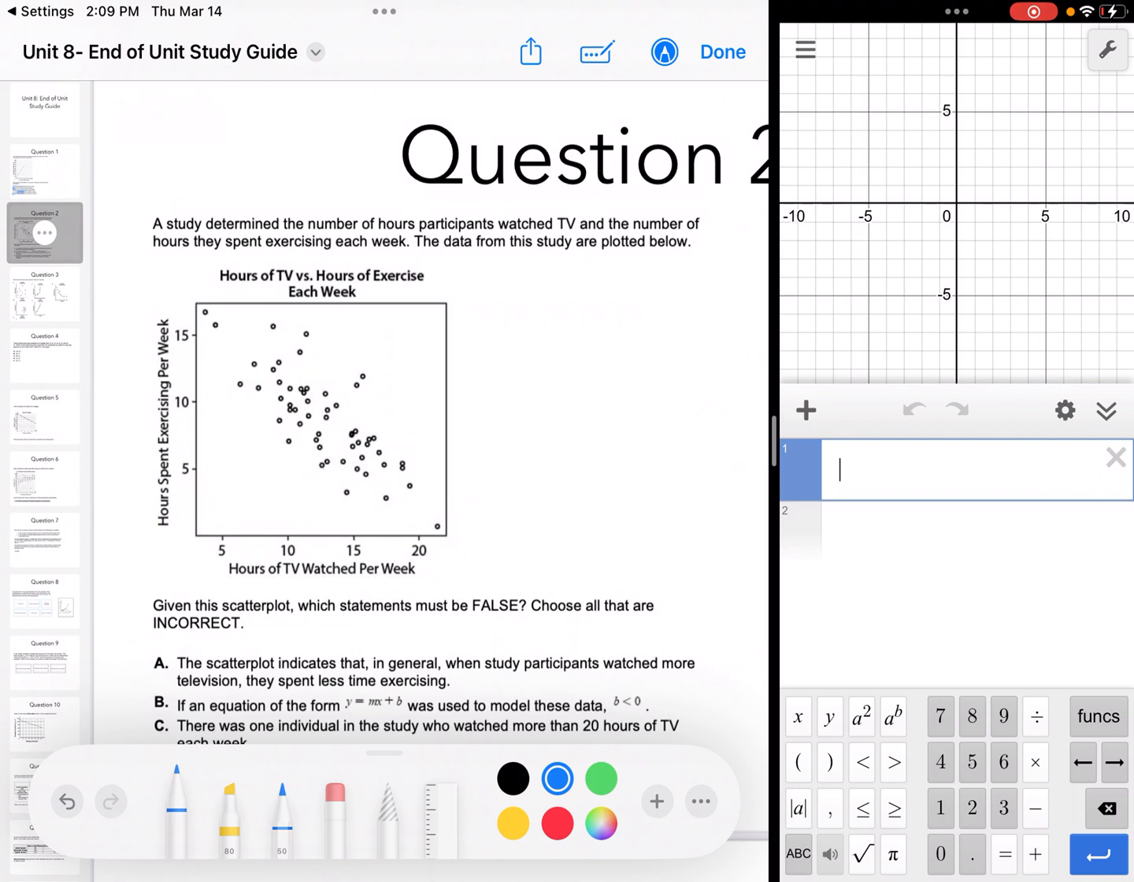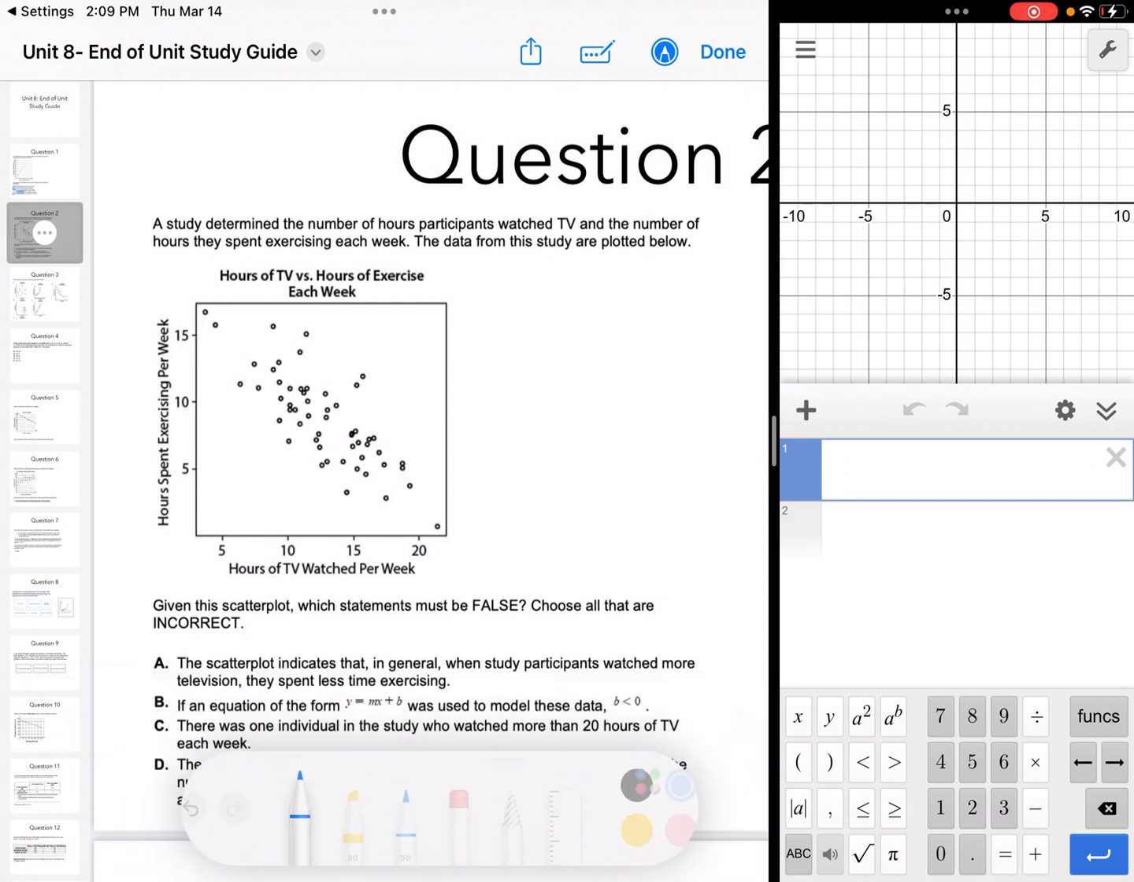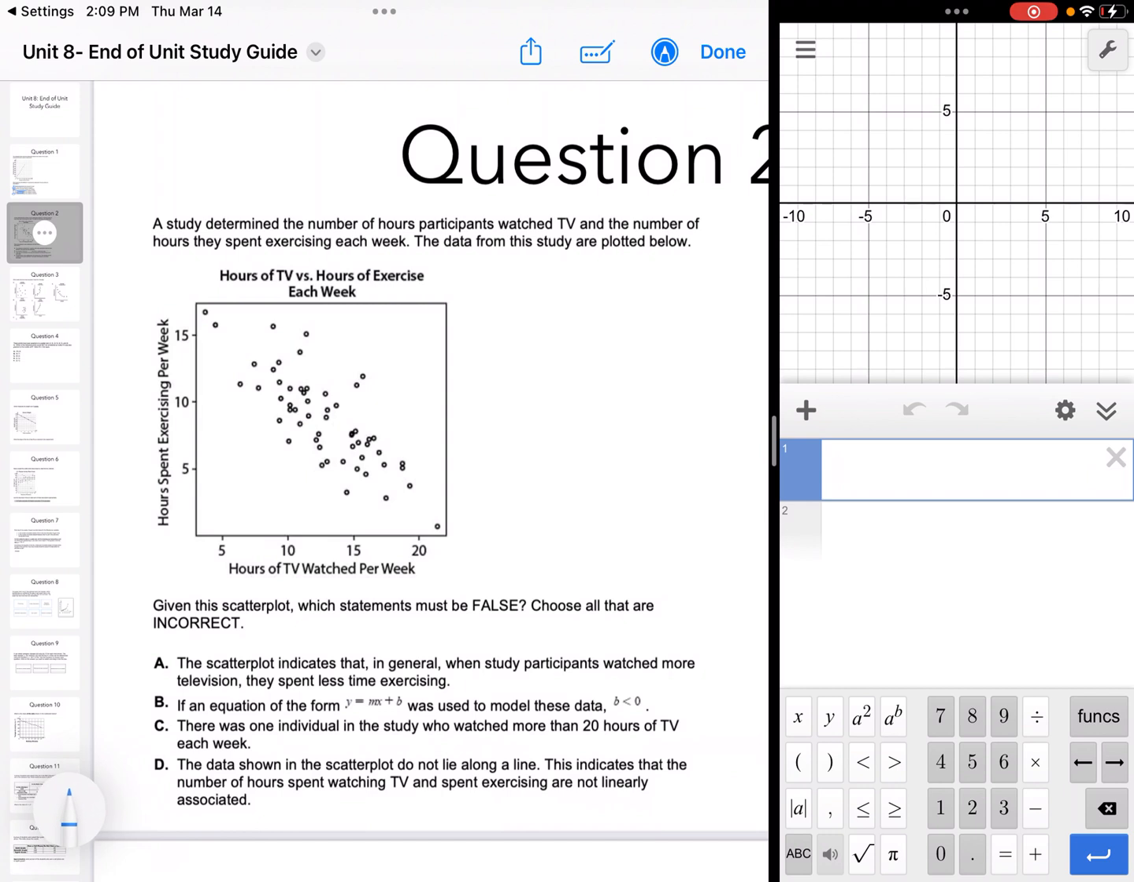Okay, a study determined the number of hours participants watched TV and the number of hours they spent exercising each week. The data is shown in the scatter plot. So I want the incorrect answers. So the scatter plot indicates in general, when study participants watch more television, they spend less time exercising. Well, that's true because it's got a negative association. So if I watch TV for 15 hours per week, I spent less than 5 hours per week exercising.